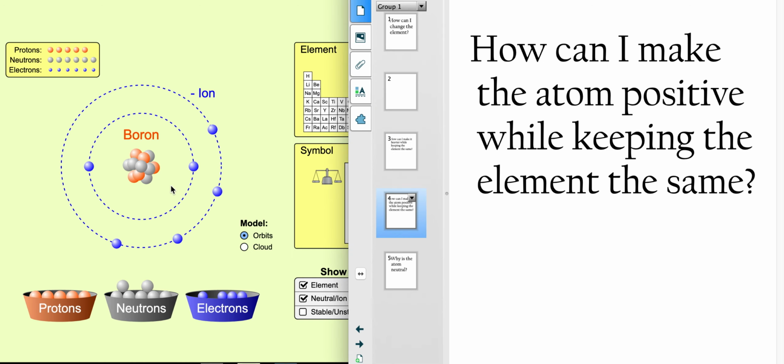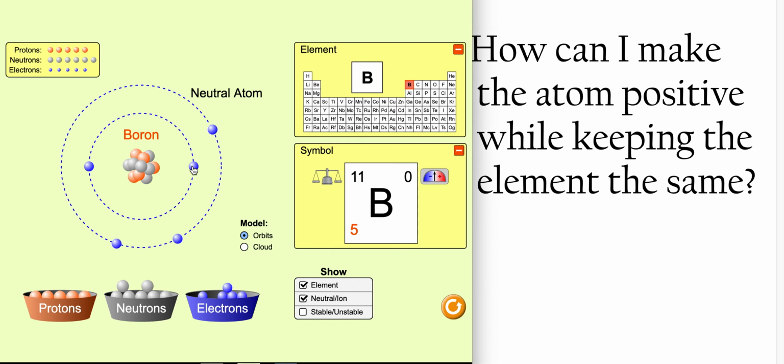How can I make the atom positive? Well, take away electrons. My element stays the same, but look at this scale. It's going further and further positive.